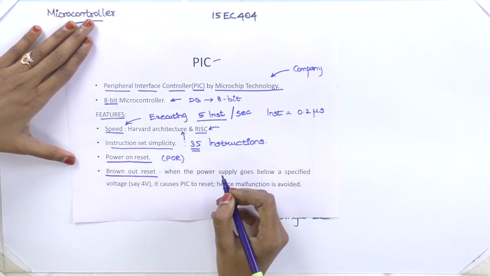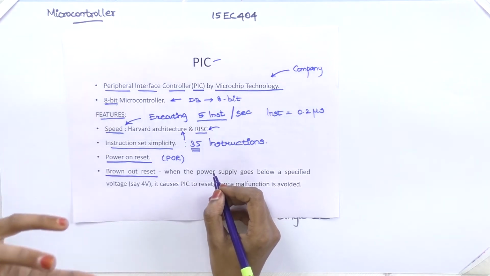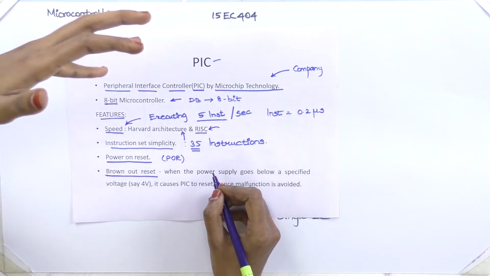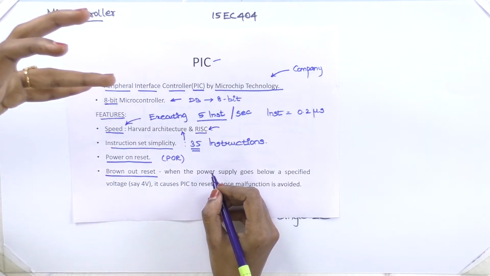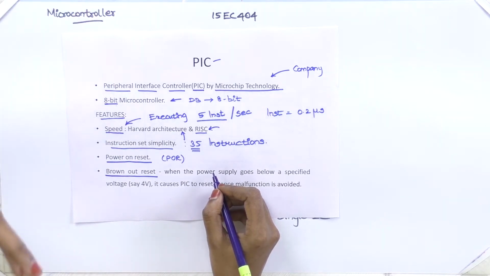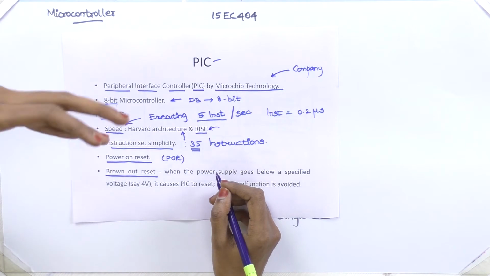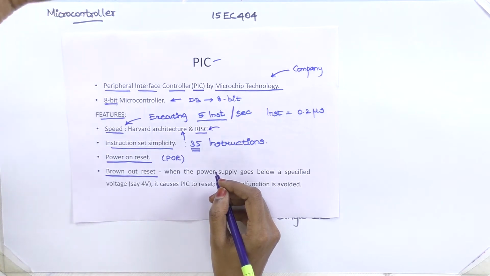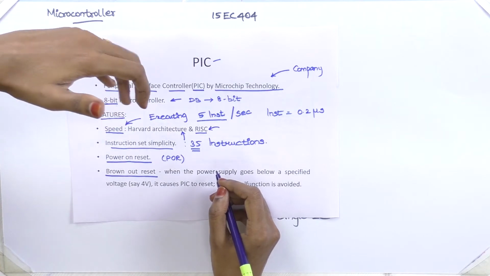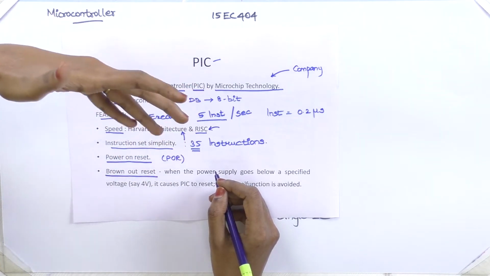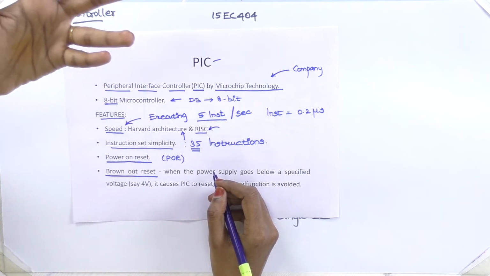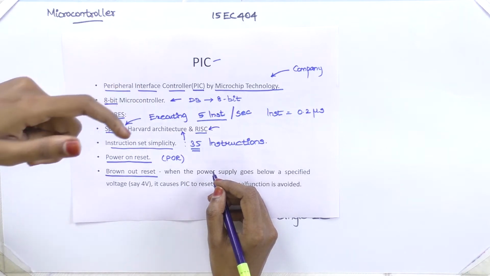So what is brownout reset in the sense? This PIC microcontroller has a specific range of supply to be given. For example, for 5 volt DC, you are supposed to apply 5 volt. If it goes beyond 5 volt, your processor will go into malfunction. To avoid that, this controller has the brownout reset feature. It continuously monitors the power supply given to this controller. If it goes beyond the given supply, it will automatically get reset. That feature is called brownout reset.